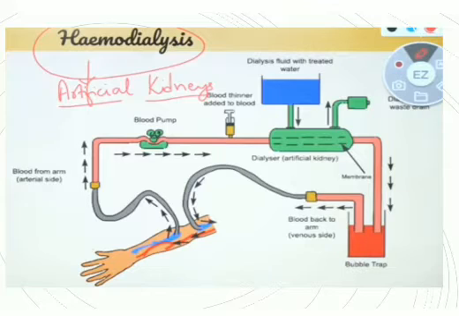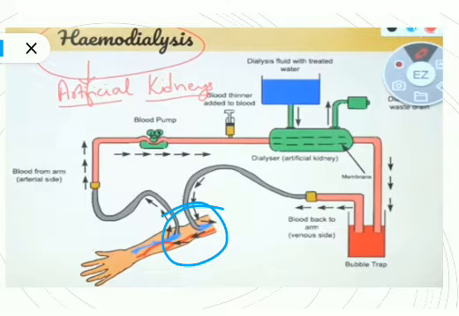So what happens actually here? The blood is taken from the patient, which is urea rich blood. Why is it urea rich blood? When the kidneys are not functioning properly, the urea will jump into the blood, so the urea percentage in the blood increases. So it should be removed from the blood. By the process of hemodialysis, that urea will be removed.